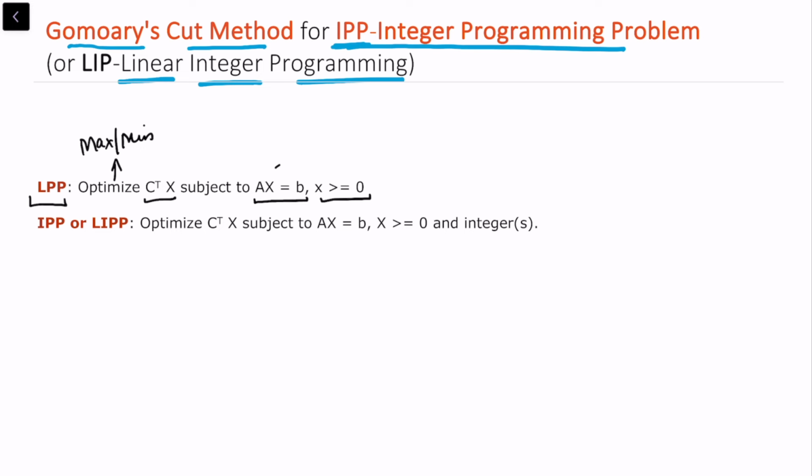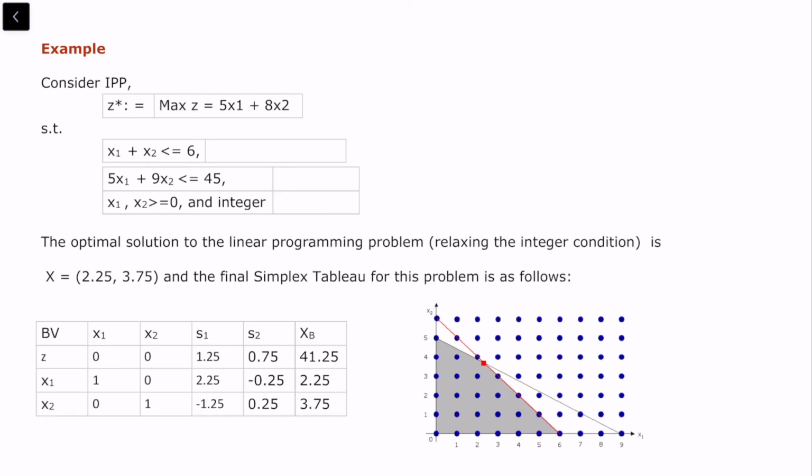Here I've already converted the constraints into equalities, which means I'm just considering that the slack and surplus variables are already involved. For IPP, or linear integer programming problem, in addition to the problem given in the above format, that is the linear programming problem, we also have one more restriction: that the decision variables have to be integers. So to understand IPP, let us consider this example.